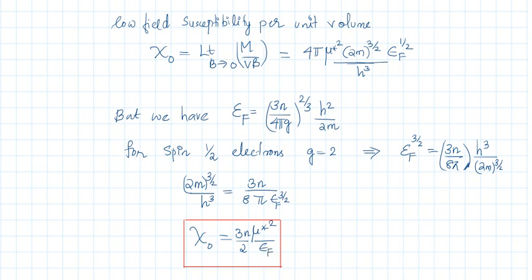χ₀ is 3/2 n μ*² divided by E_F. This is the limiting value of susceptibility. It is independent of temperature but depends on n, the number density. Pauli explained the feeble low temperature paramagnetism by treating the electrons as a degenerate Fermi gas.